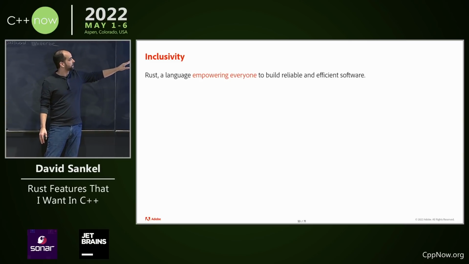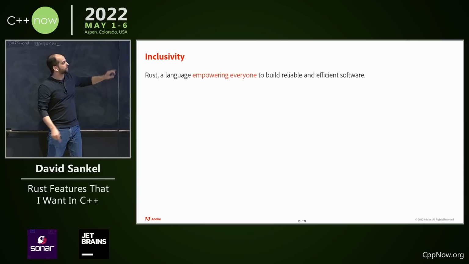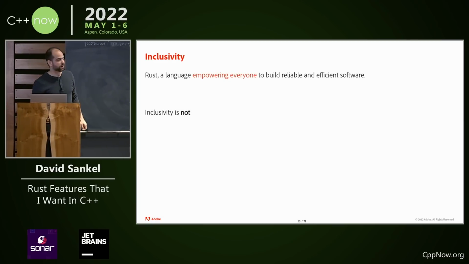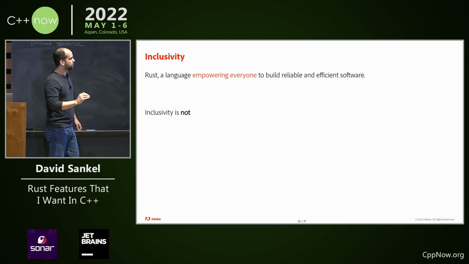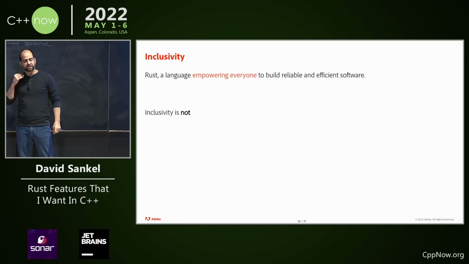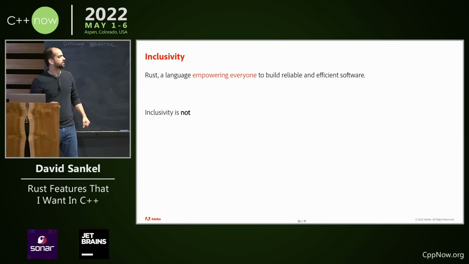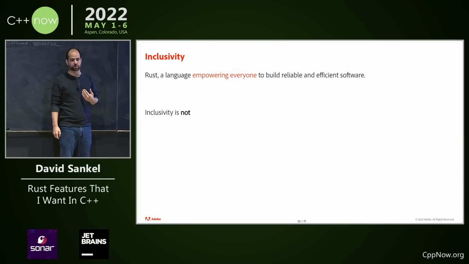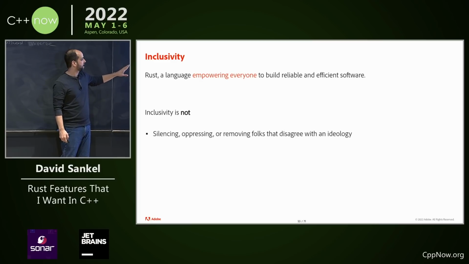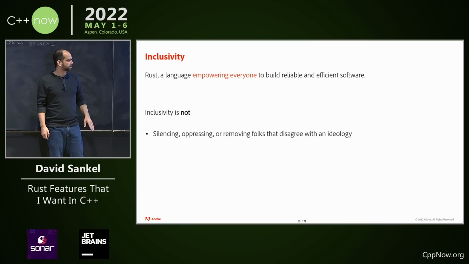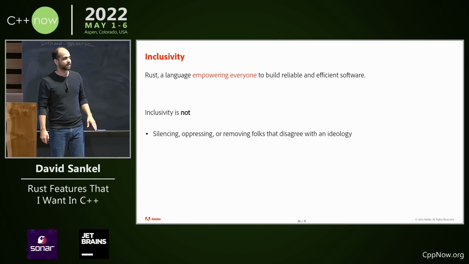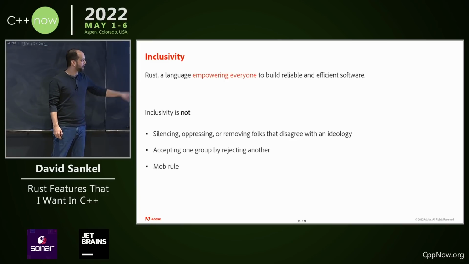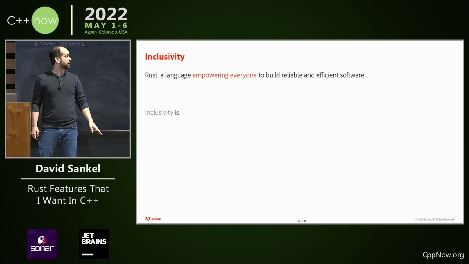It's funny, when they talk about this, they're like, yeah, there's that other stuff, but this empowering everyone is really a key thing, okay? Now, when I say inclusivity, I know that a bunch of you got something in your throat. I just want to clarify what I mean when I say inclusivity, okay? When I say inclusivity, it is not silencing, oppressing, or removing folks that disagree with an ideology. It's not accepting one group by rejecting another. It's not mob rule. This is not what I'm talking about.